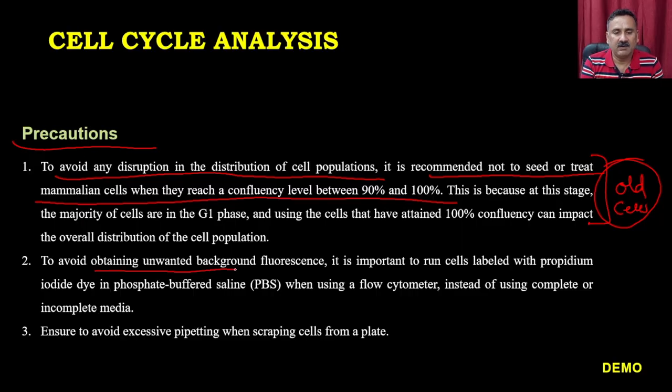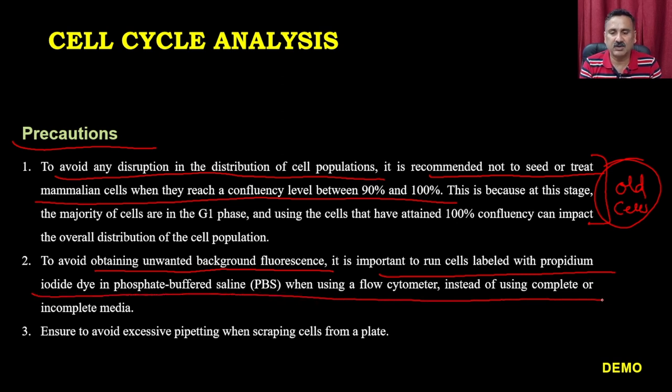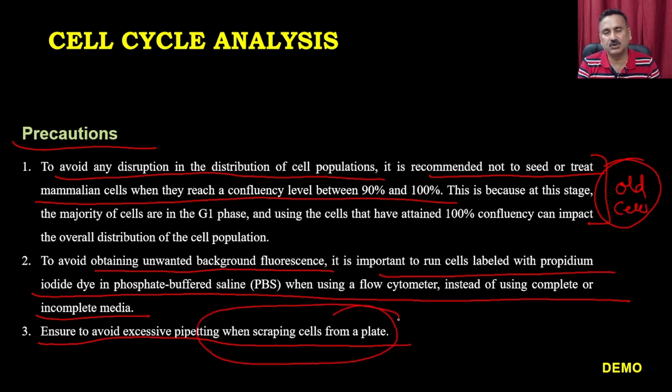To avoid obtaining unwanted background signal, it is important to run the cells labeled with propidium iodide in PBS when using a flow cytometer, instead of using complete or incomplete media. Ensure you avoid excessive pipetting when scraping the cells from the plate, because that is going to damage the cells.